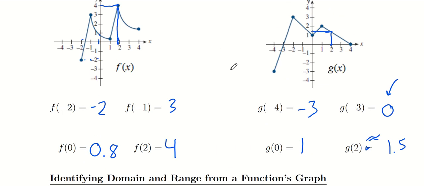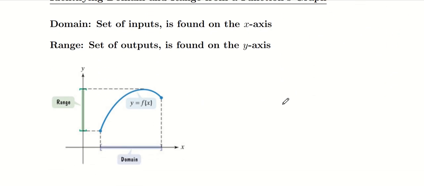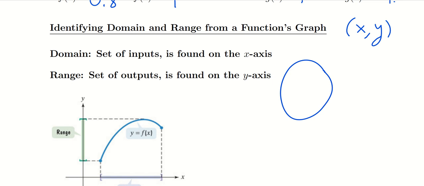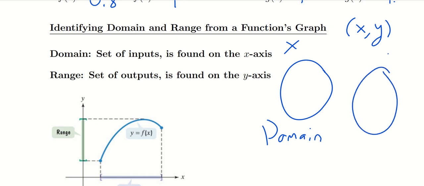The first important skill is being able to read a graph and determine the function values. The next important skill set we're going to have, which is very important, is the ability to identify the domain and the range from a function's graph. So going back a little bit, remember our ordered pairs are of the form x comma y, where x corresponded to the domain set, and the y values corresponded to the range set.